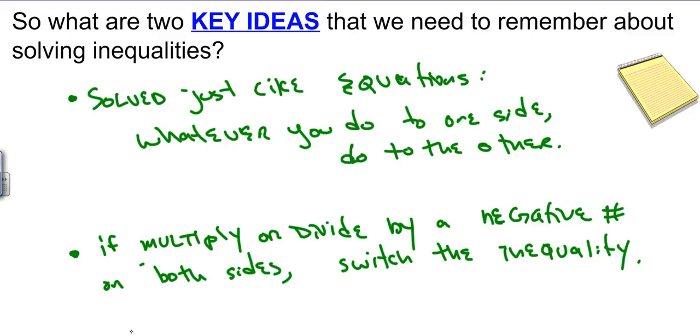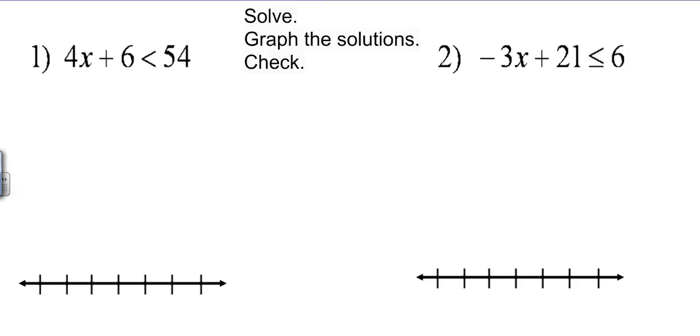Let's look at some examples. Just keep these things in mind. We're going to solve it, then we're going to graph it, then we're going to check it. If it helps you, you can always put your line down the middle of it like you're used to doing with equations. And we're going to get rid of that 6 by subtracting 6 on both sides.